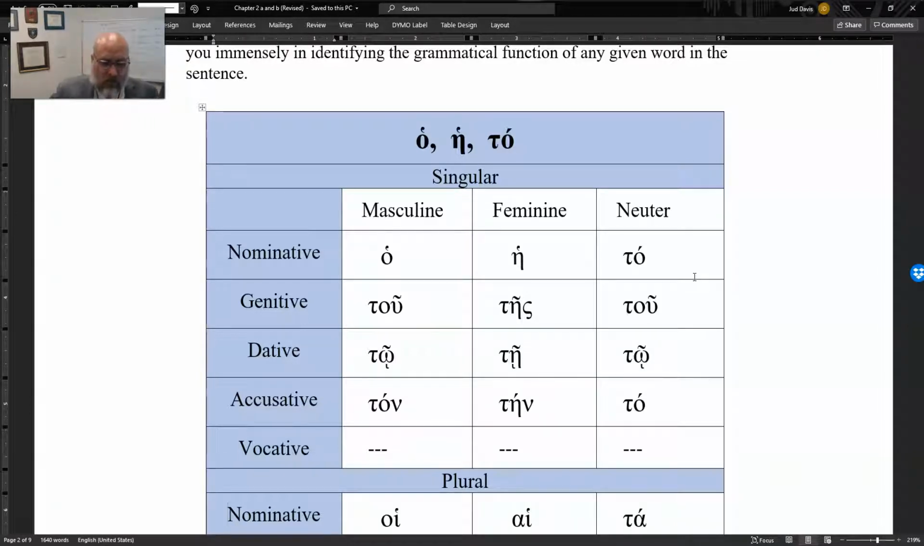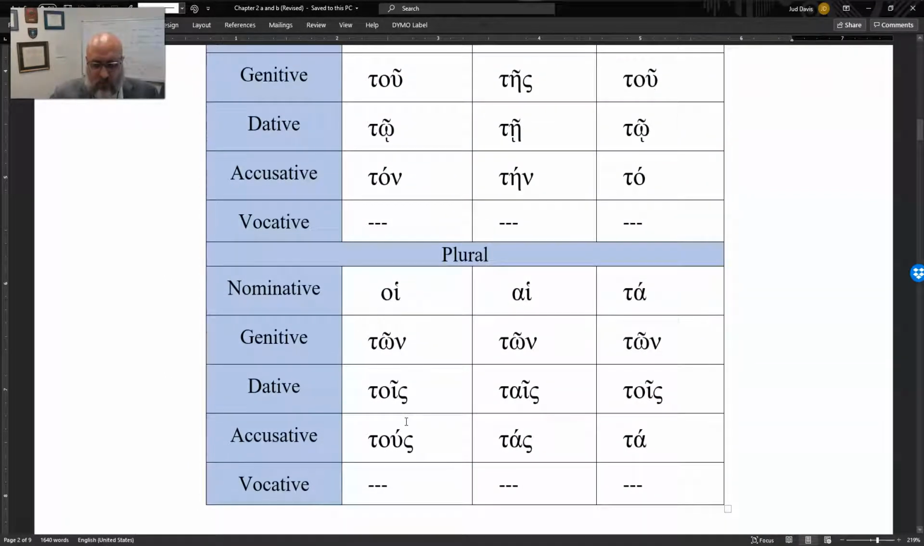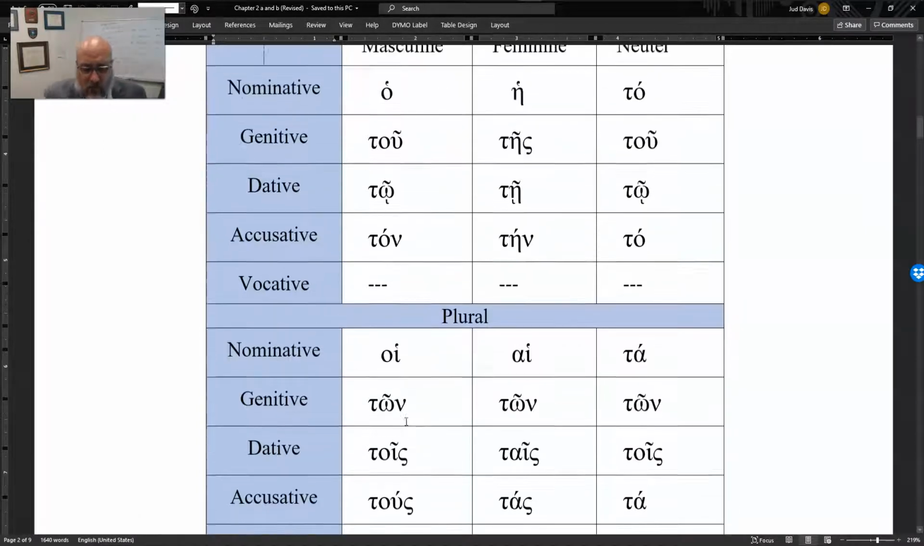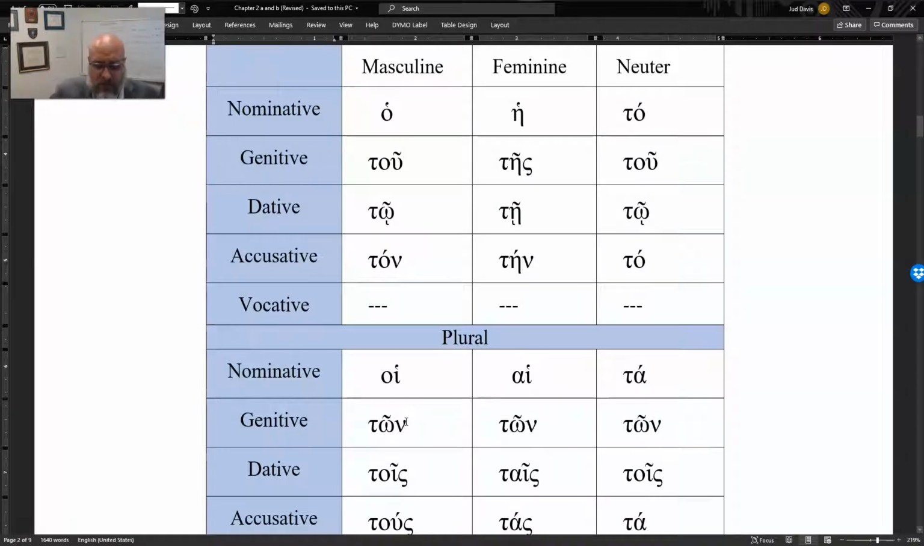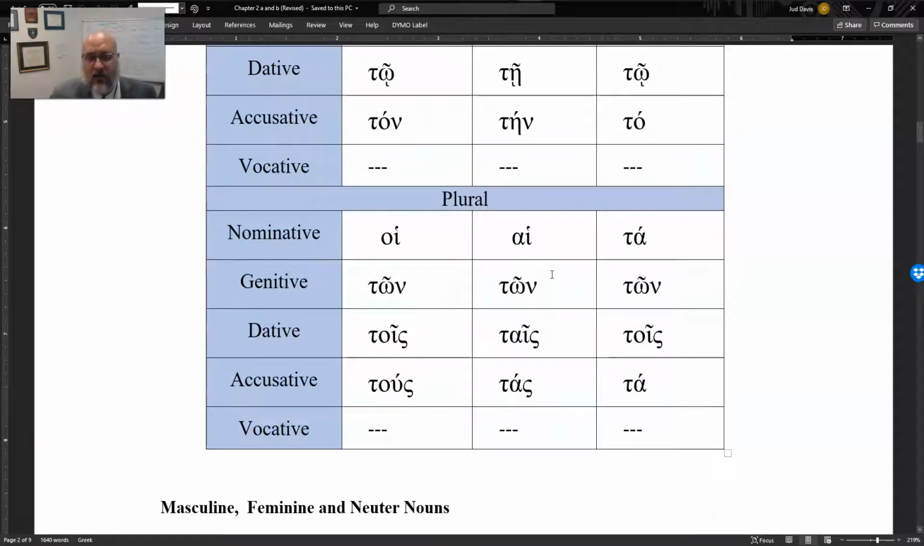So the most important thing I want you to be able to do for quiz 2A is to write this chart. I found that you want to memorize it this way: ho, tou, to, ton, hoi, ton, tois, tous. You want to be able to say it that way. And then if the word is feminine, its version of the word "the" is hē, tēs, tē, tēn, hai, tōn, tais, tas. And then the neuter: to, tou, tō, to, ta, tōn, tois, ta. So getting that down is going to help you massively when it comes to parsing these words.